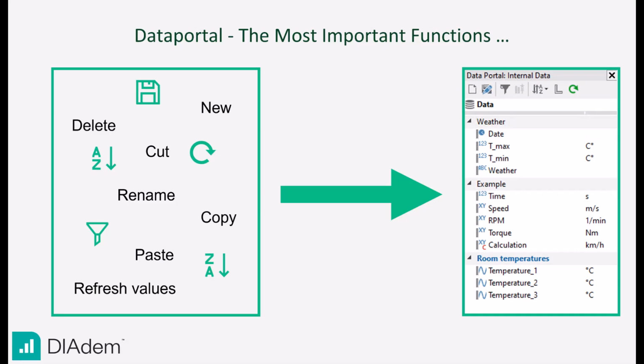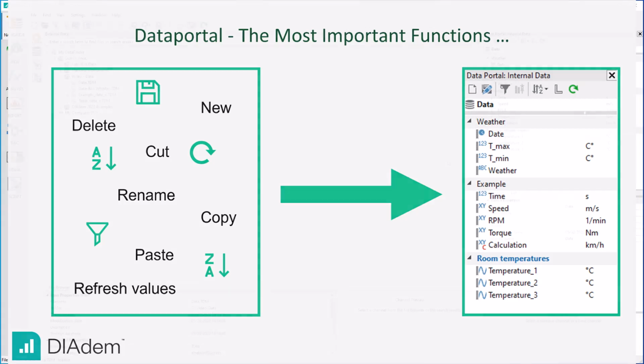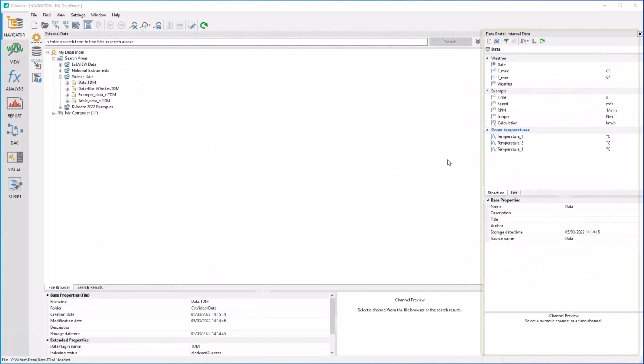This video describes the most important functions of the DIAdem Dataportal. The Dataportal is the central element for internal data and is available in every DIAdem module. It contains data and descriptive information that you can use for analysis and reporting.